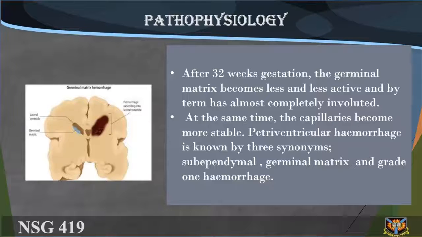The choroid plexus of the lateral ventricles normally produces cerebrospinal fluid, CSF. If there is blockage to the outflow of CSF, post-hemorrhagic hydrocephalus will develop and the ventricles will dilate. This is termed a grade 3 intraventricular hemorrhage. Subependymal hemorrhage can extend to the cerebral tissue, which results in a parenchymal hemorrhage, also known as a grade 4 hemorrhage.